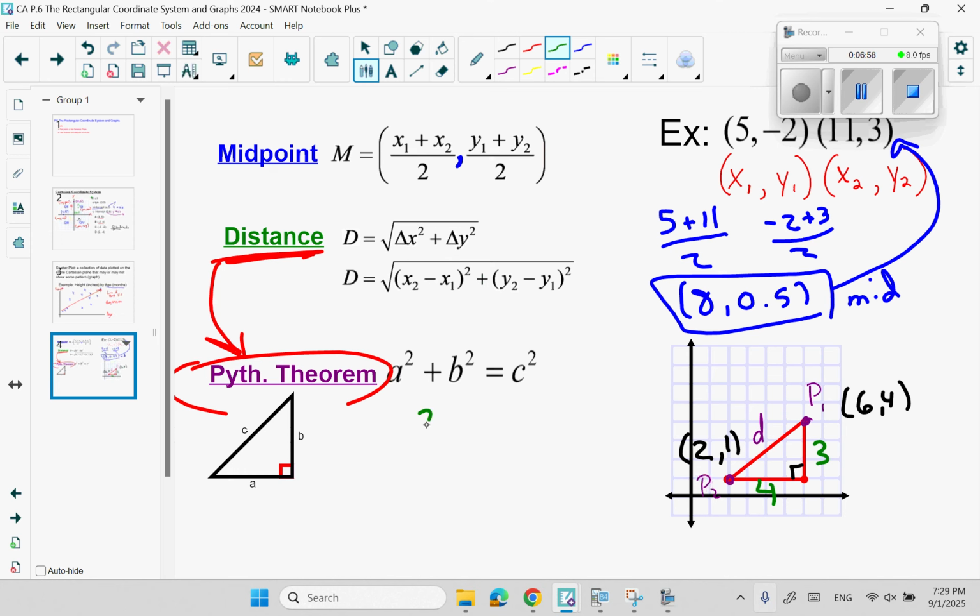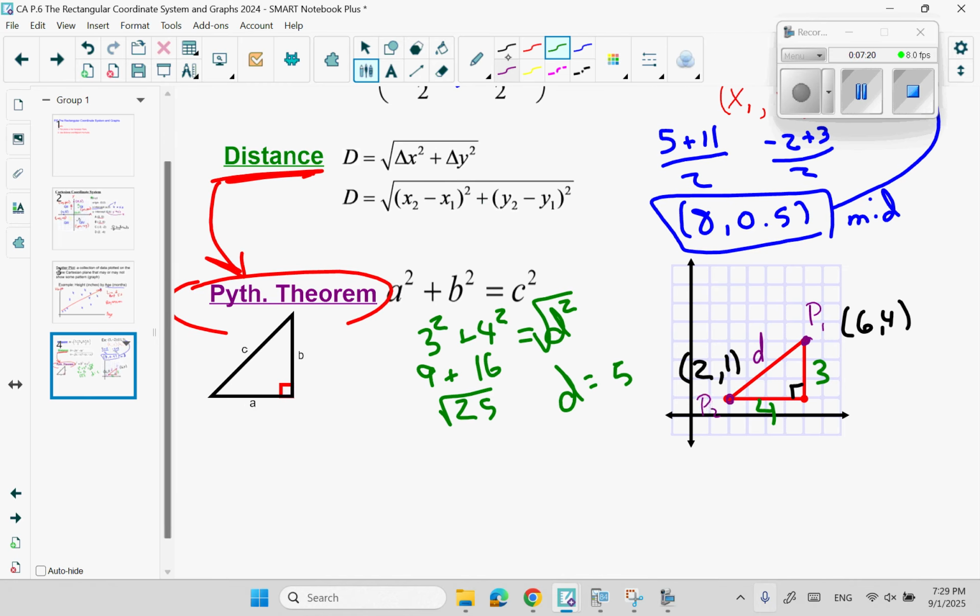So here we could do 3 squared plus 4 squared has to equal d squared. So I could find 3 squared is 9, 4 squared is 16, that's 25, and then square root, we all agree that d would equal a distance of 5. Well, conceptually speaking, all we did was count the distance of the x values in this direction, 2 to 6, and then vertically the difference in y values, 1 to 4.